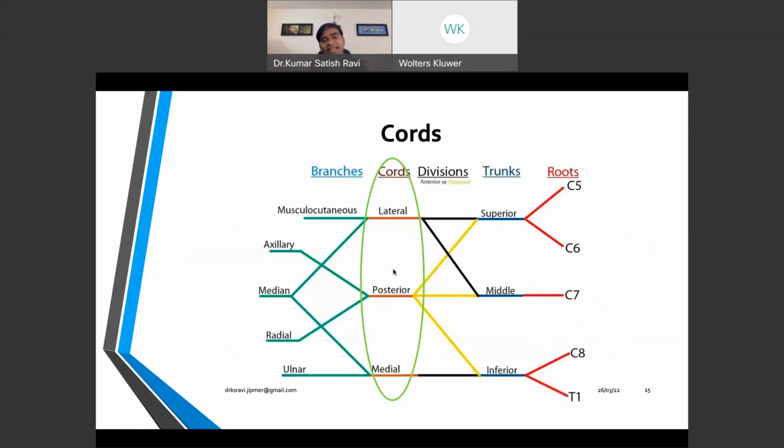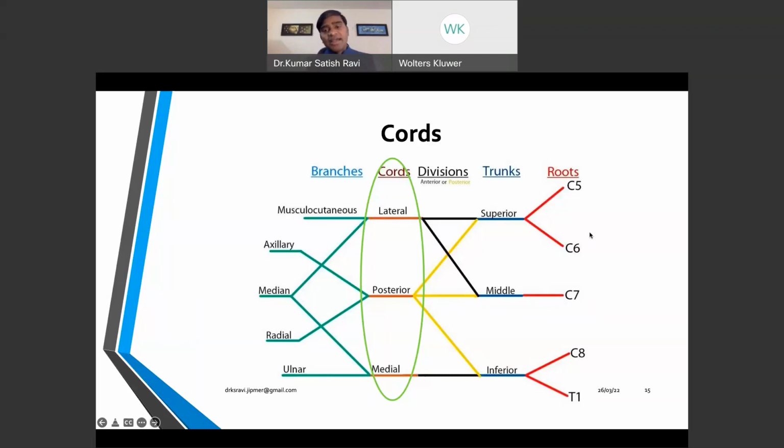I said the anterior division of the upper and the middle trunk forms the lateral cord, whereas the anterior division of the lower trunk forms the medial cord, whereas the posterior division of all these three trunks will form the posterior cord, right? So therefore, the lateral cord contains the fibers from C5, C6, and C7.